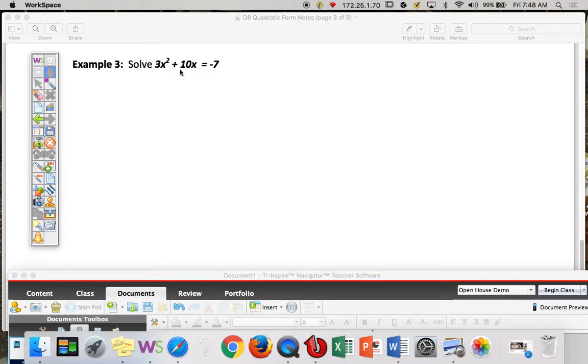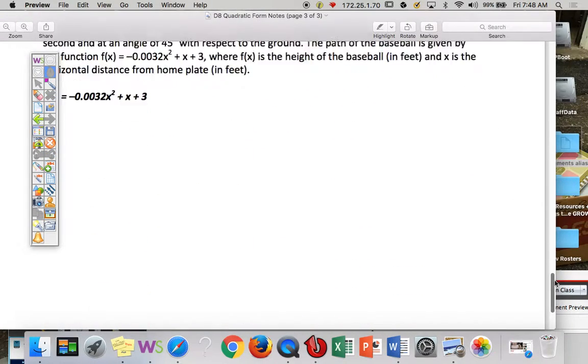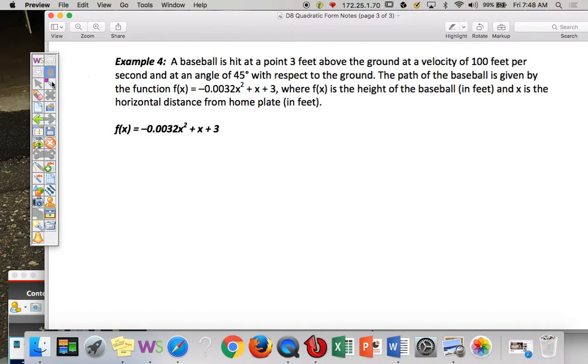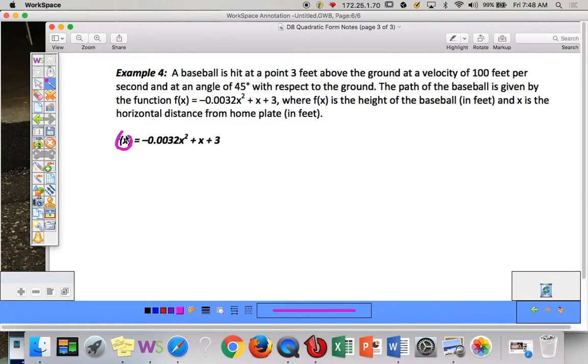Okay. Last problem, let's start with where we began, that baseball problem. Where does the ball land? So here, we can put one side equal to 0. Let's find a, b, and c. A is the number next to the x squared. B is the number next to the x, in this case it's 1, and c is 3.